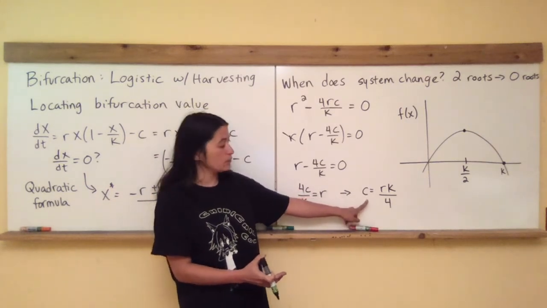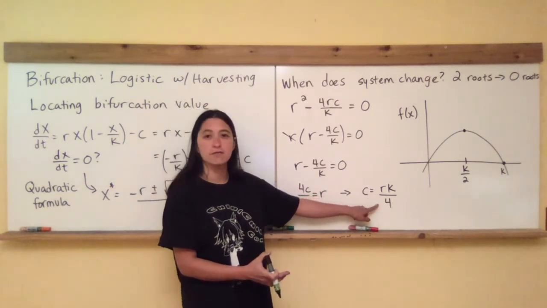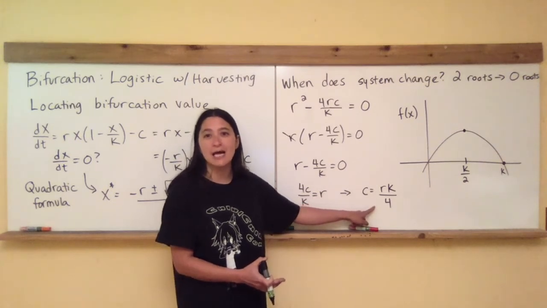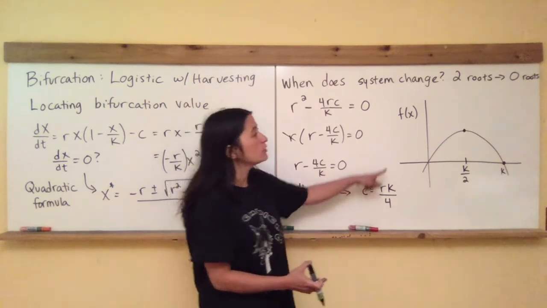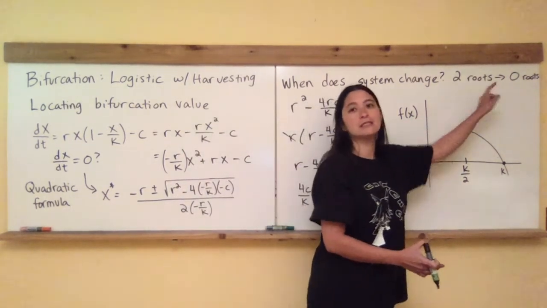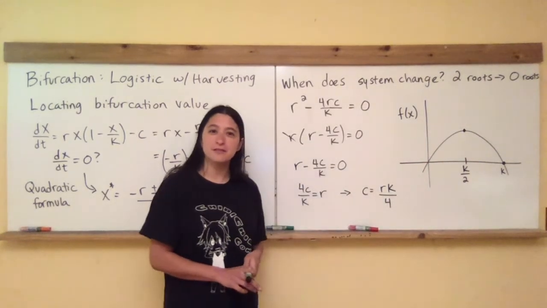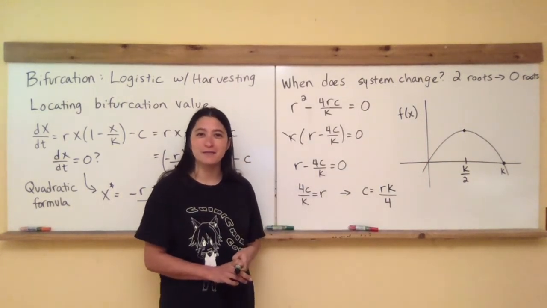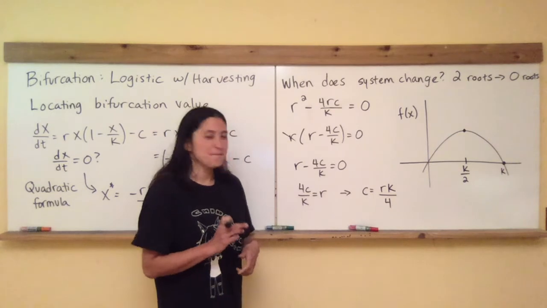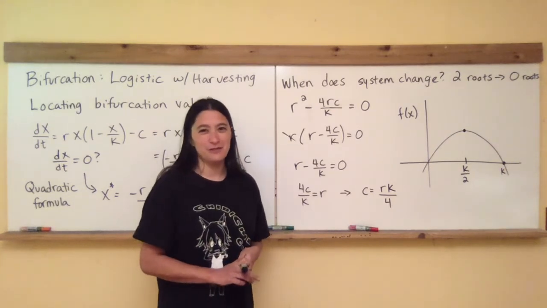And it tells us that when C is equal to rK over 4, that is the exact moment when our system goes from having 2 roots to 0 roots. That was a lot of algebra. I wonder who that was fun for. But let's visualize it too, so you see what I mean.